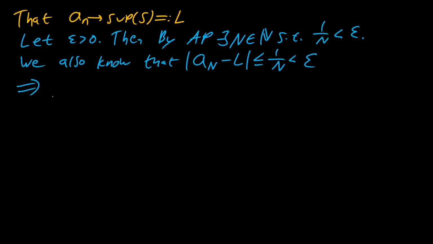And that means that for all n bigger than big N, |a_n minus L|, well, this was designed to be less than or equal to 1 over little n, which is less than or equal to 1 over cap N, because n is bigger than big N, and that's less than epsilon.